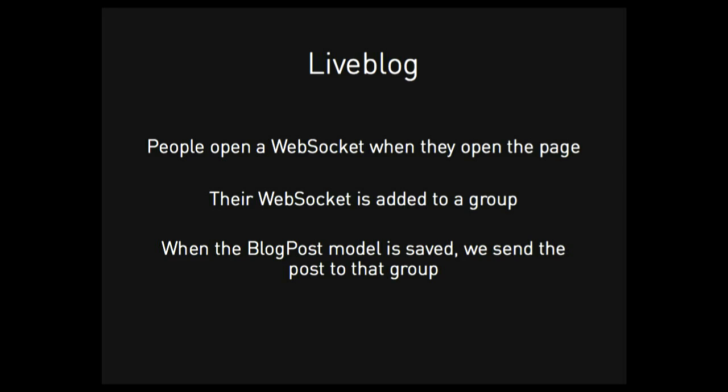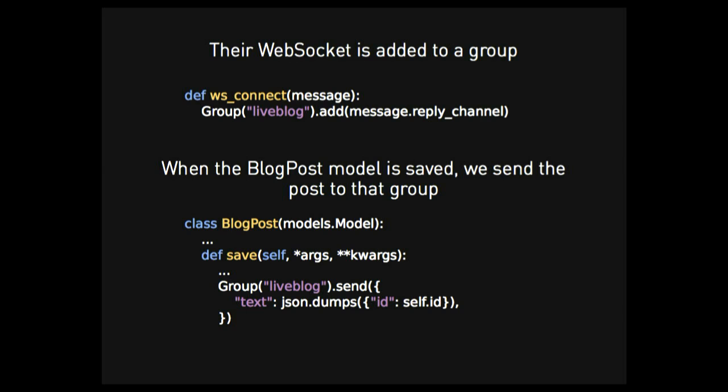And then when somebody saves a new model instance of blog post, we want to find the group and send a message to the group that then goes to all the connected sockets saying, there is a new blog post. So this is the entirety of the code. You define a connect handler like this. So this is what a handler looks like in channels. It looks like a view, obviously. It doesn't take a request, it takes a message, but it's very similar. And so on connect, we have a group. We add the reply channel to it. When someone saves, we just send to that group.